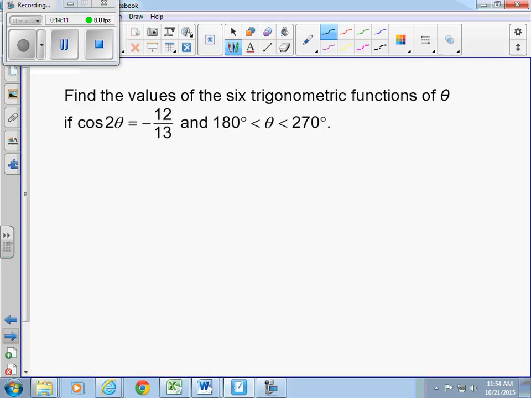Find the values of the 6 trig functions of theta. So I'm going to find the value of the 6 trig functions of theta. See if you can come up with anything. Okay, so I have cosine of 2 theta. I want to find the original values of sine and cosine of theta.